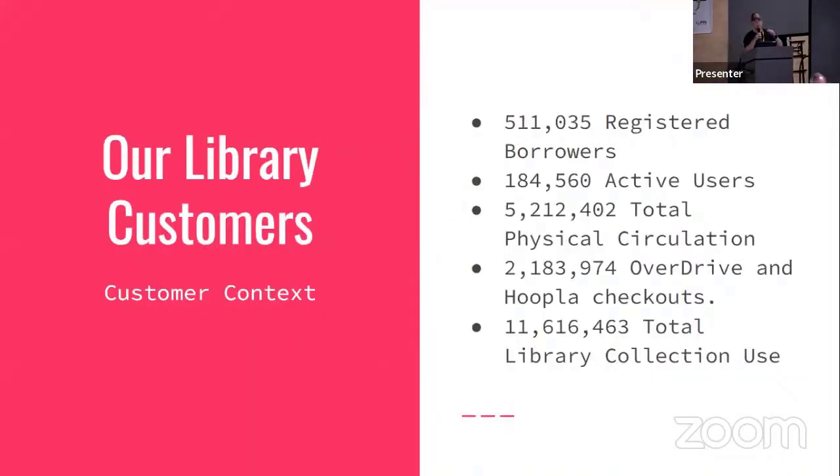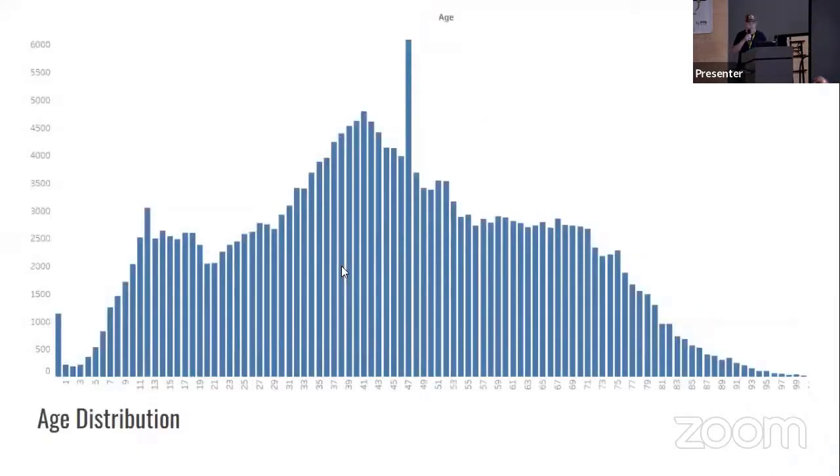So our library customers, because I know we're a bigger library: as of the last fiscal year, we have about 511,000 registered borrowers, and about 184,000 active users. And for total circulation, it's about 5.2 million, with about 2.2 million Overdrive and Hoopla checkouts. And then if you throw in everything like in-house use and all other electronic resource use, it comes in at about 11.6 million. So this is what we're working with as we go forward.